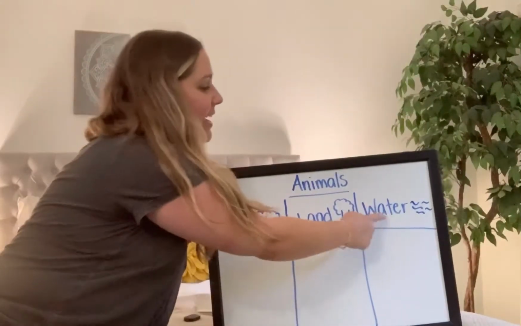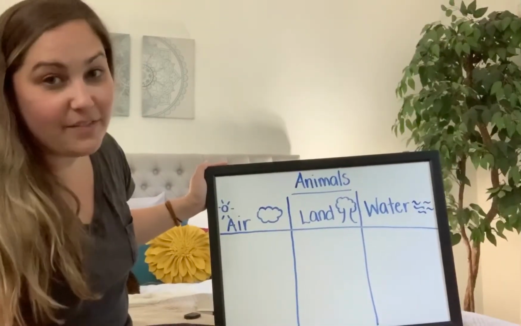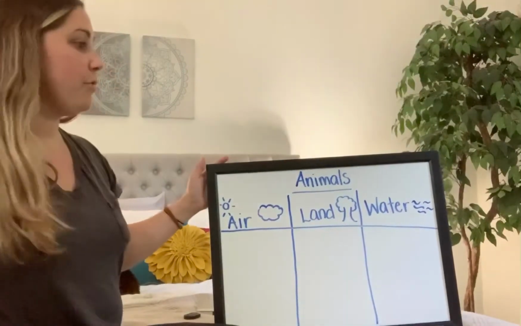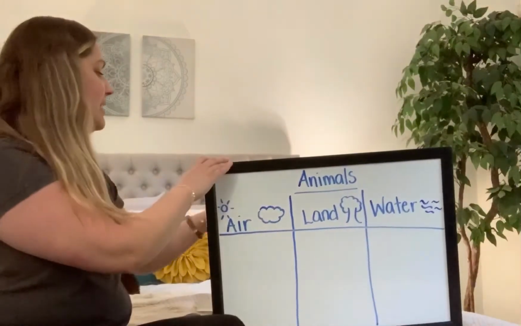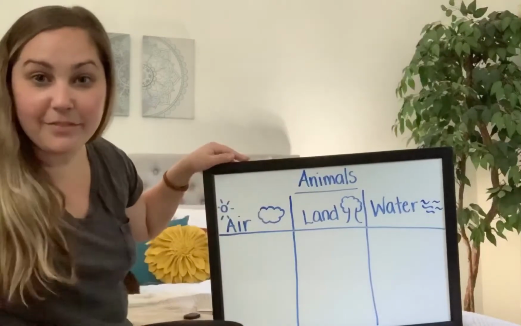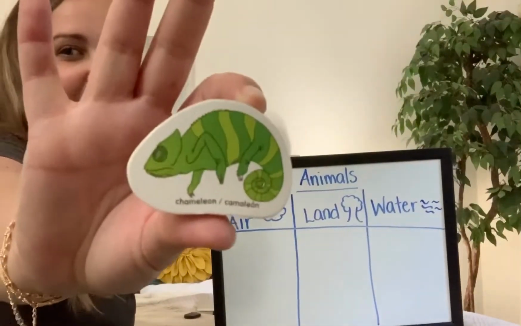The third thing I have here is water, right? There's animals that live in the water. And so those are three different types of our earth. And we're gonna see where the animals live, okay? So the first animal I have is a chameleon.